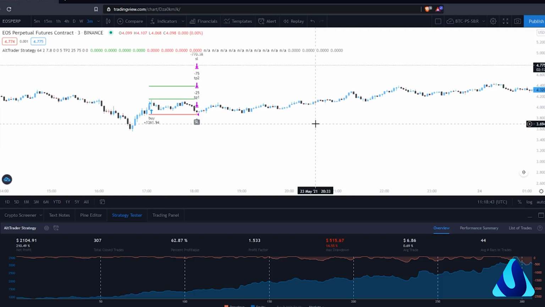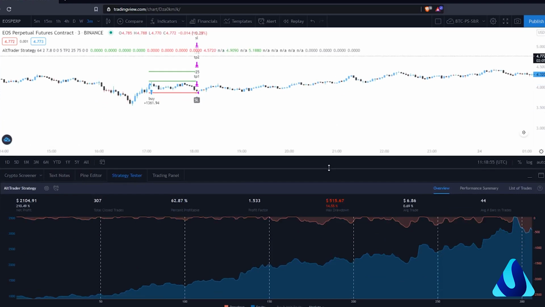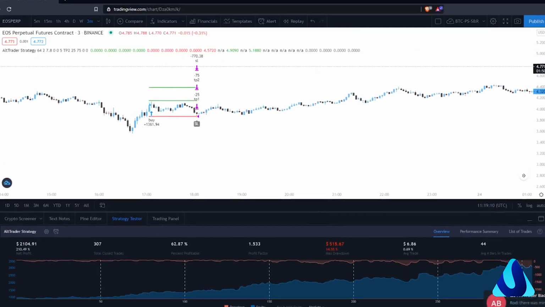So this is the EOS perpetual futures on Binance. Let's just bring this up a bit here. We can see currently there is a net profit of 210%, with 62.8% profitable and a profit factor of 1.5. Again, each one of these are based on the settings that you input.